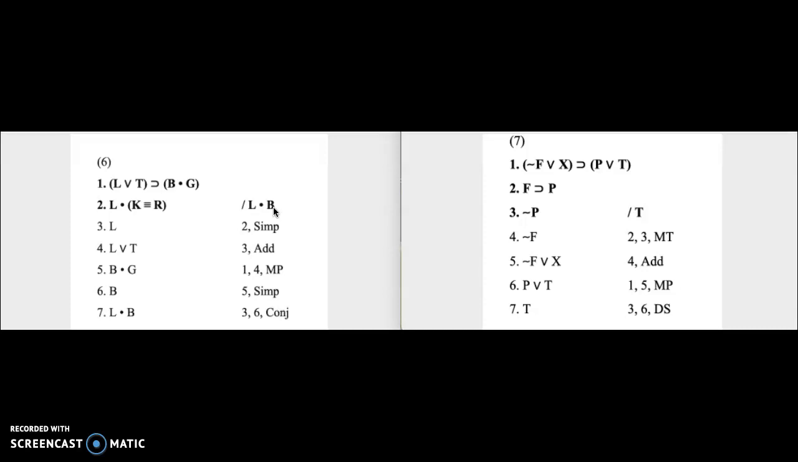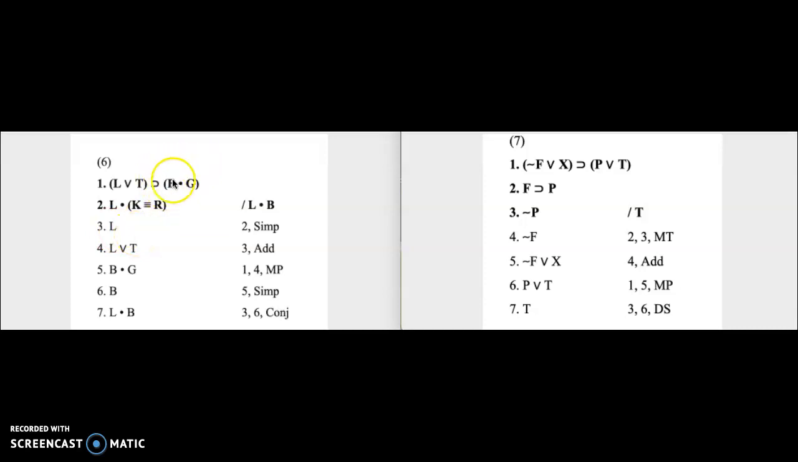So then what we want to do is go to our premises and ask ourselves, where are the simple statements in the premises? So L is right here and B is right here. L is going to be easy because L is connected with a dot, and whenever you have a dot, you can simplify. And that's what I did here on line 3. I just took line 2 and I simplified the L, so we're already halfway there.